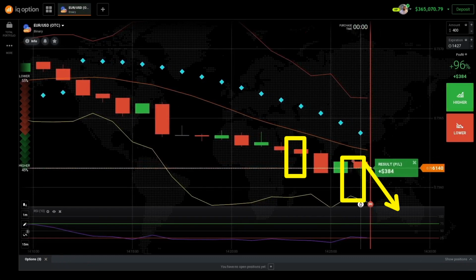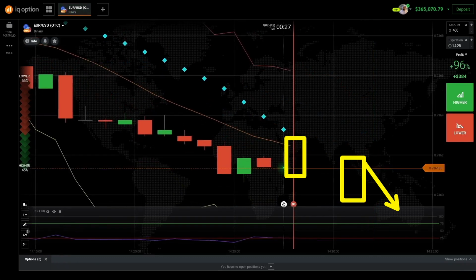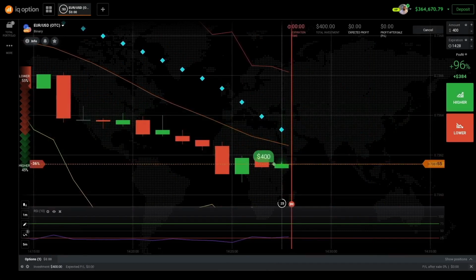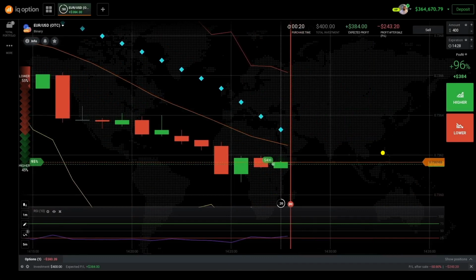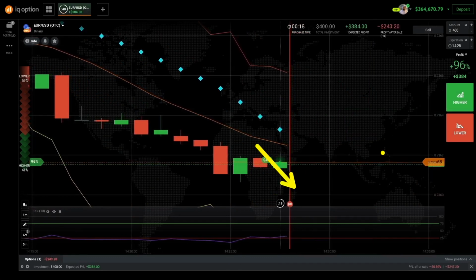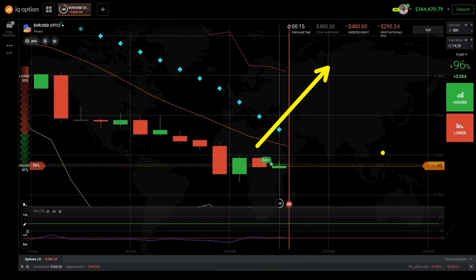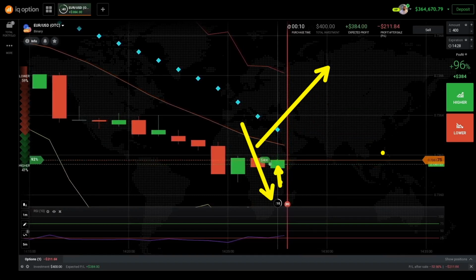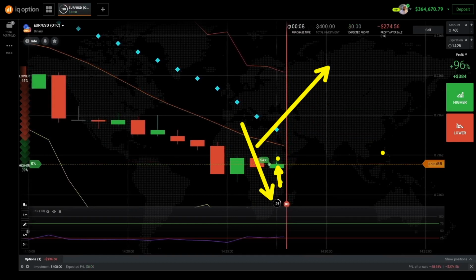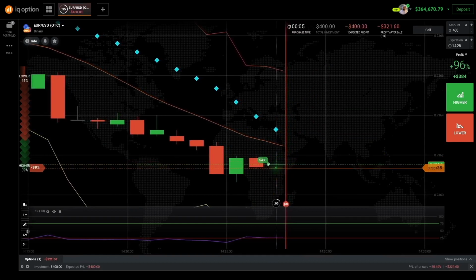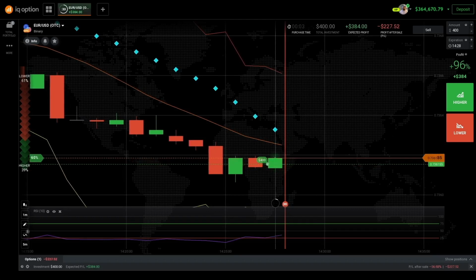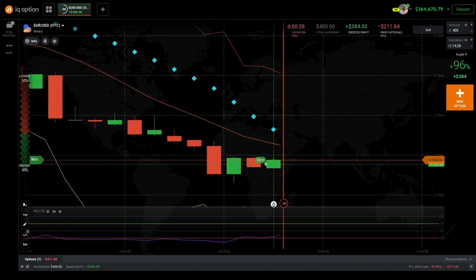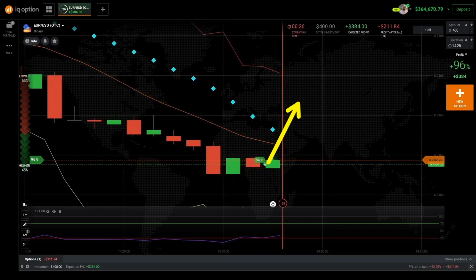Hopefully, guys. Yep, another trade. So let me delete this. All right, let's open another trade. $400. Yeah, $400. This one is going up. Yeah, this one is going to be a green candle. Great. This one is going up.